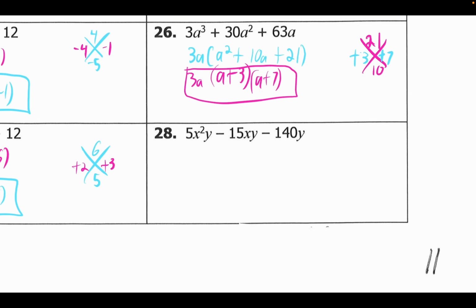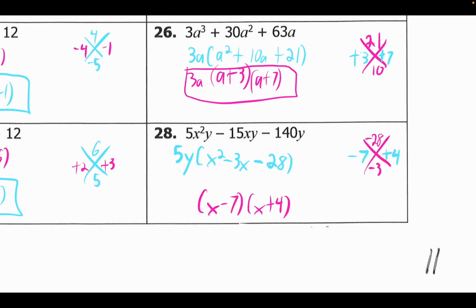Last but not least here, number 28. The GCF here is 5y. They all have a 5y in common. The last term doesn't have an x, so they don't have an x in common. And we get x squared minus 3x minus 28. And so our x, or our tool, becomes negative 28 at the top and negative 3 at the bottom. And so it'll be a negative and a positive that do the trick, and it'll be negative 7 and positive 4. And so we have x minus 7 for one factor and x plus 4 for the other, with 5y out in front.